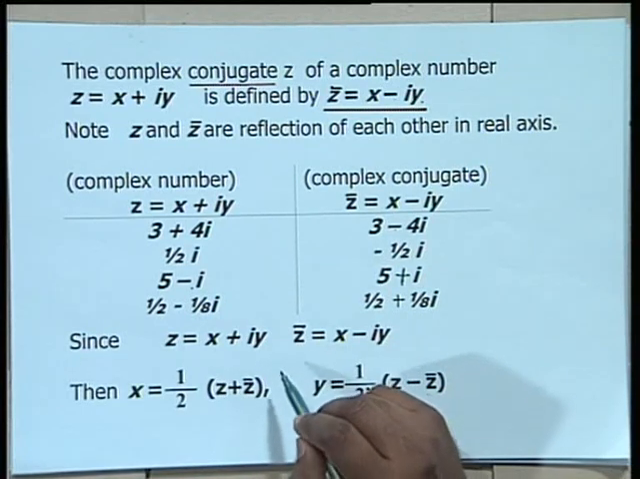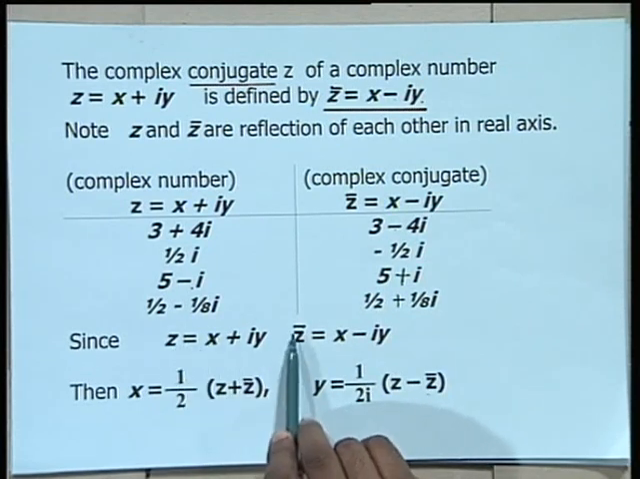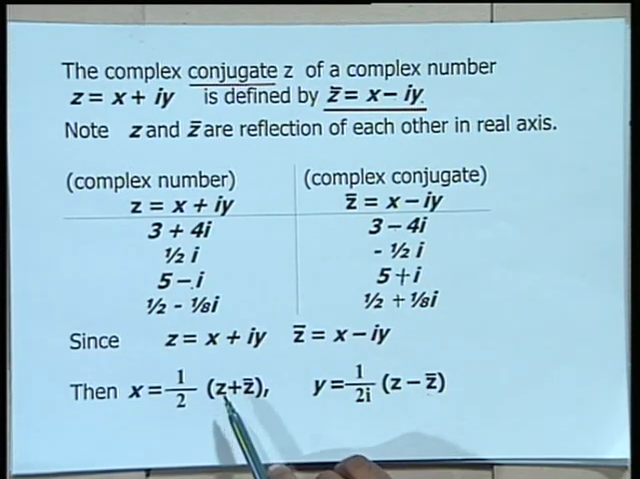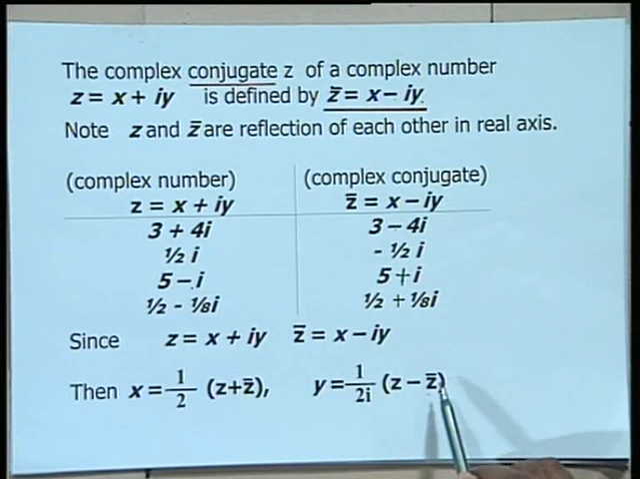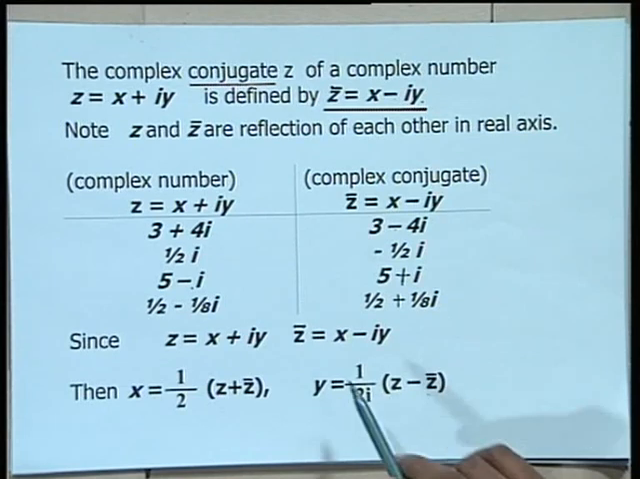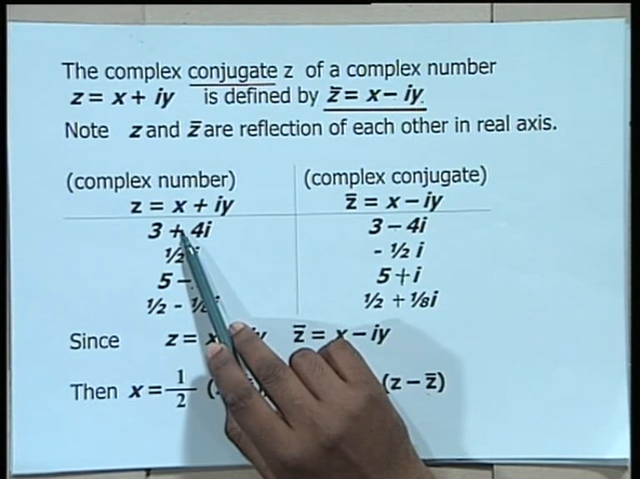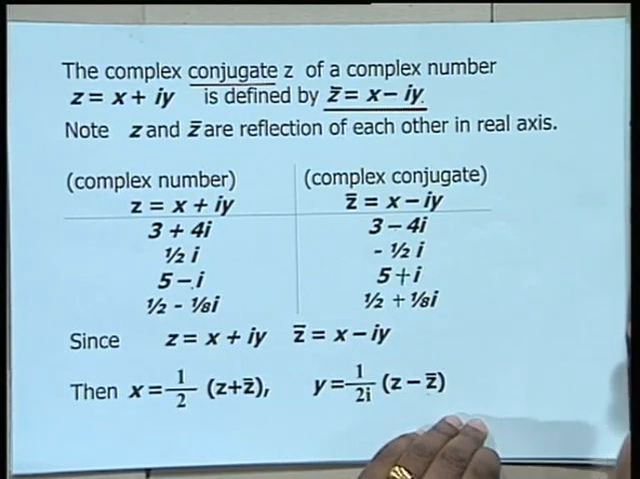It is also useful to remember the following. If z and z bar are a pair of complex conjugates, then the real part is obtained by adding the complex number z and the conjugate and dividing the sum by 2. The imaginary part is obtained by subtracting z bar from z and dividing the difference by 2i. Note that we also call the following pairs of conjugates. 3 plus 4i and 3 minus 4i are often referred to as complex conjugates.